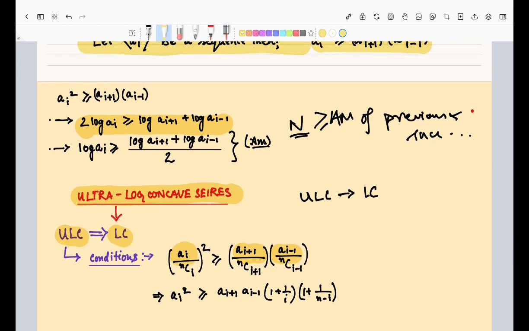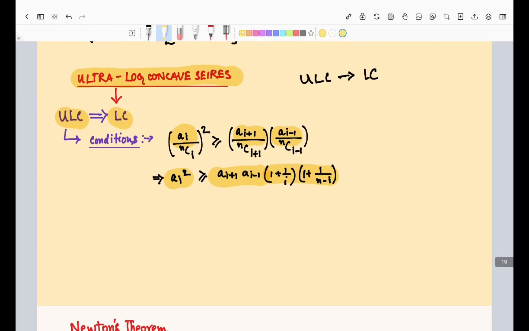So finally, when you simplify this expression, what comes out to be very useful is a_i squared is greater than or equal to a_{i+1} times a_{i-1} times (1 + 1/i) times (1 + 1/(n-i)). So this is the condition, basically.